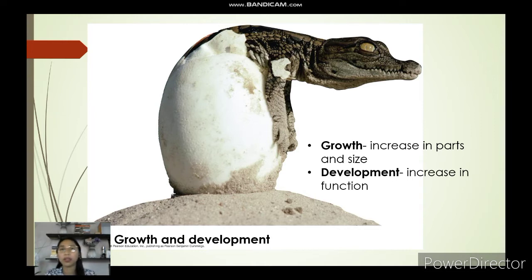So unfortunately, may mga brains nga naga-grow, pero ang uban dili fully develop. Lahi na siya nga case, no? So ana ang kalahian sa growth and development. And growth and development should come together once we are talking about organisms.